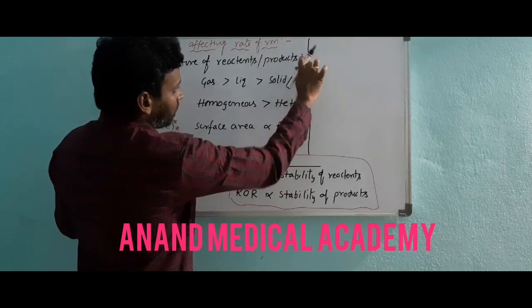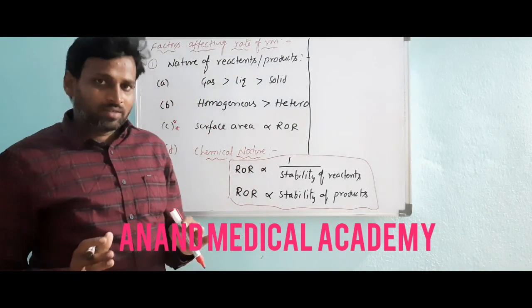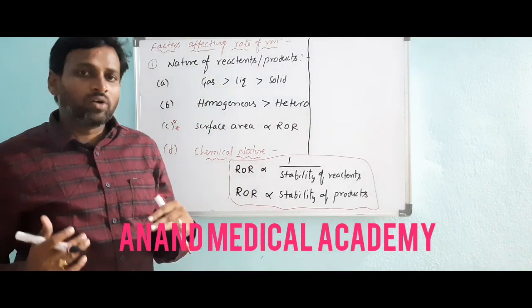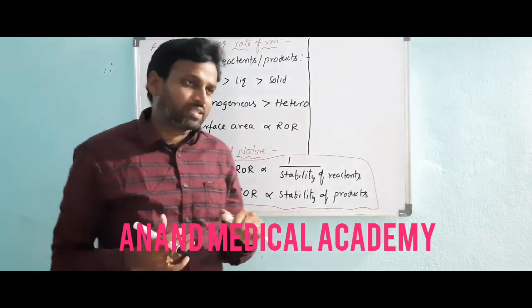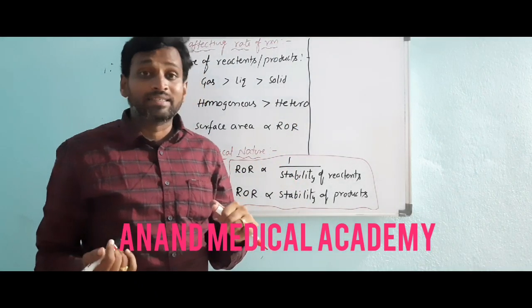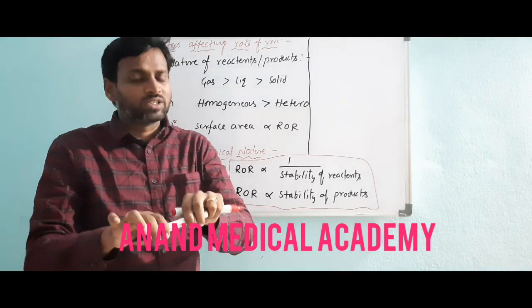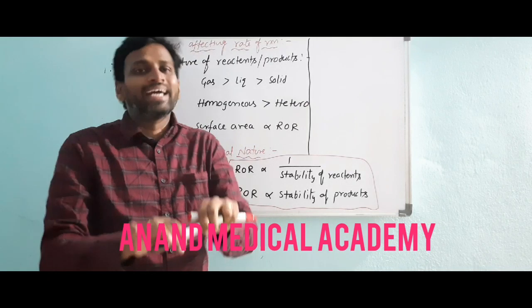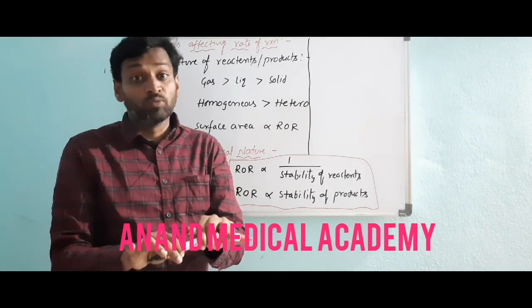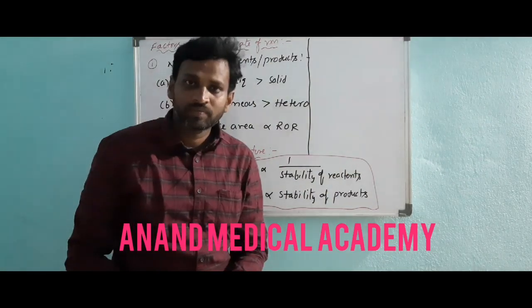Of course I have given it already. If the reactants are more stable or less stable, how can we say? Very simple. If more number of bonds are there, they are highly stable. Suppose N2, N triple bond N. To break that, more energy is required, more bond energy is required. So they are highly stable. They have to convert into products.